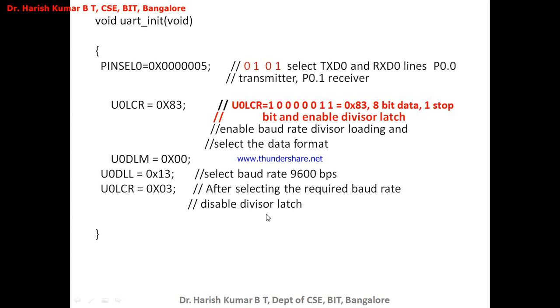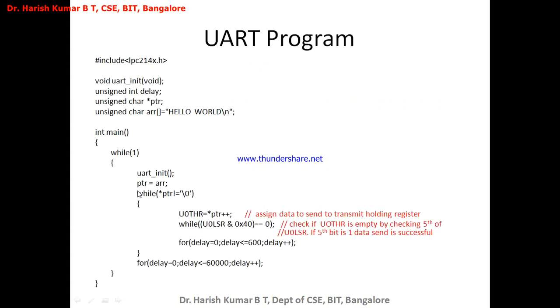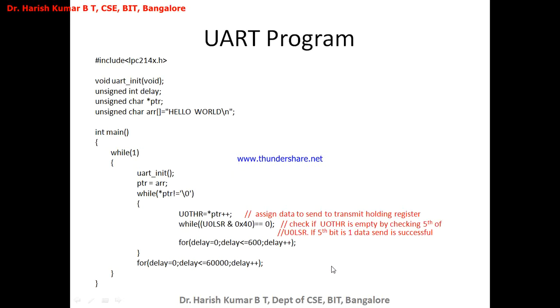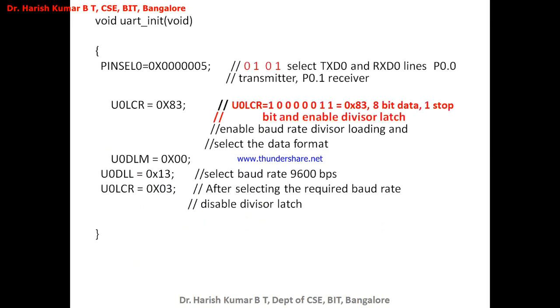Now for disabling the divisor latch, this is the divisor latch bit. You have to make this 0. When I make this 0, what is the data? It is 0x03. That is what I've given here, and I showed it here also. So it is made 0x03, the divisor latch bit. Without doing this, it is not possible. That is what you are doing inside the UART initialization.